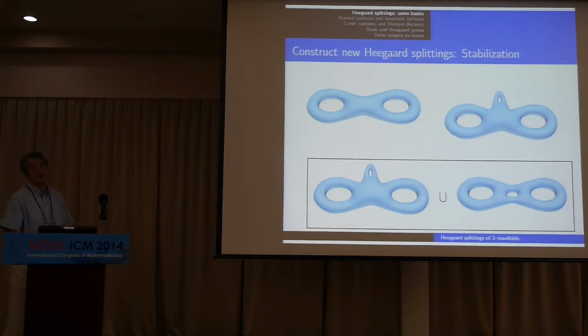So this type of Heegaard splitting is called a stabilized Heegaard splitting. That means it's obtained by this operation from another Heegaard splitting.